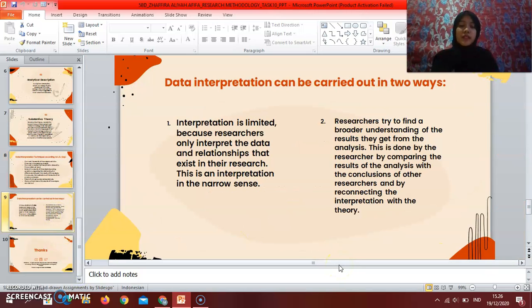And data interpretation can be carried out in two ways. First, interpretation is limited because researchers only interpret the data and relationships that exist in their research. This is an interpretation in the narrow sense. And second, researchers try to find a broader understanding of the results they get from the analysis. This is done by researchers by comparing the results of the analysis with the conclusions of other researchers and by reconnecting the interpretation with the theory.